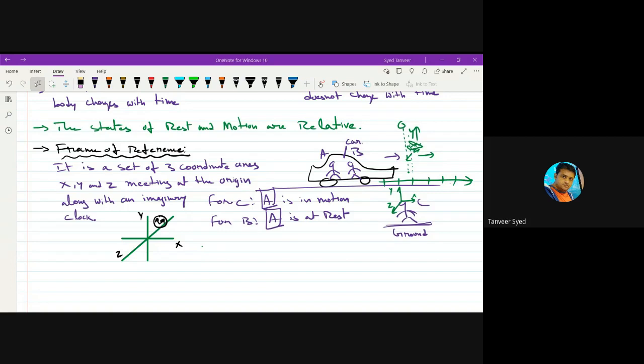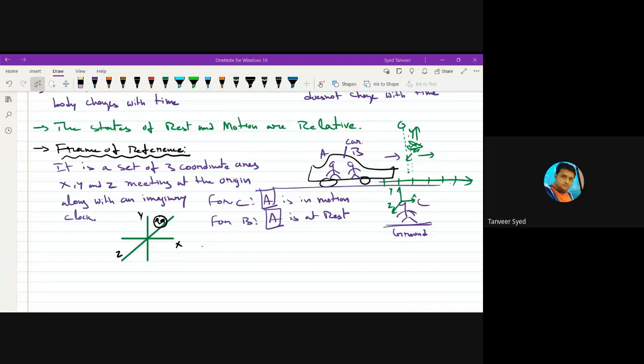Sir, B is also in the car only, sir. Then who is right, sir, B or C? Both are right, from their own point of view, from their frames of reference. Okay, sir. Thank you, sir.